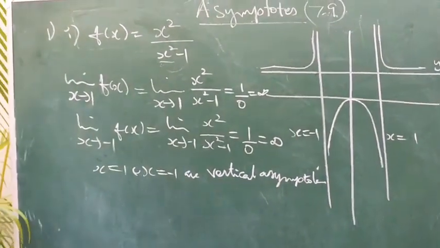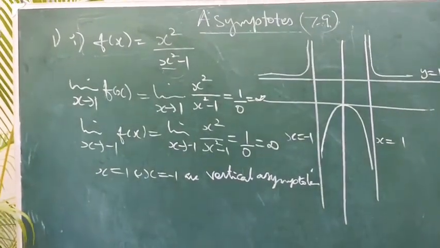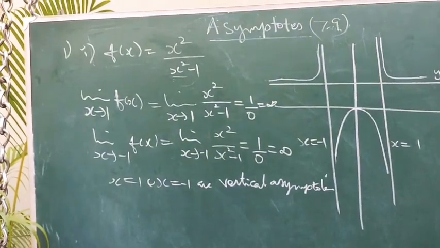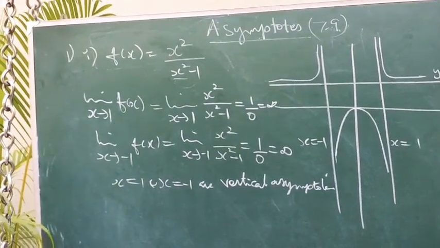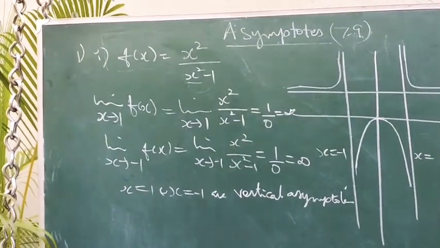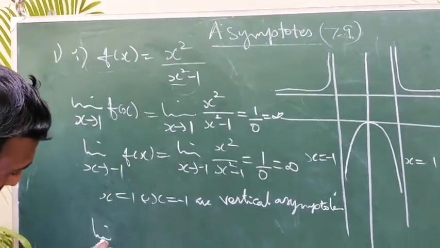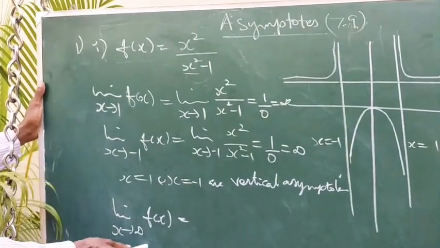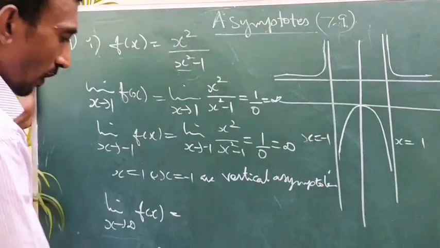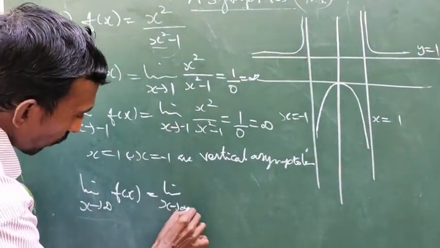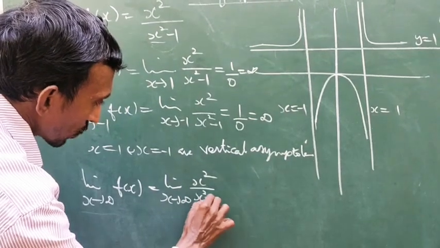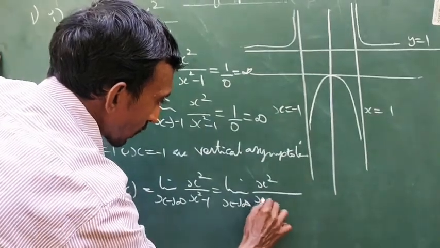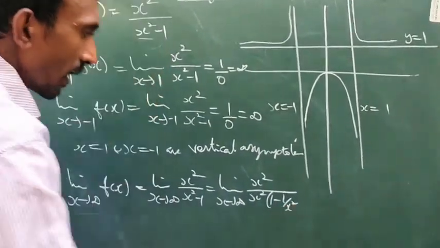The next one, for what value of y, x becomes infinity, that is called the horizontal asymptote. Instead of applying y tends to some value, here we are going to apply limit x tends to infinity. So to get the horizontal asymptote, always apply limit x tends to infinity of f of x. Okay. So limit x tends to infinity x square by x square minus 1, which is limit x tends to infinity x square by x square into 1 minus 1 by x square.